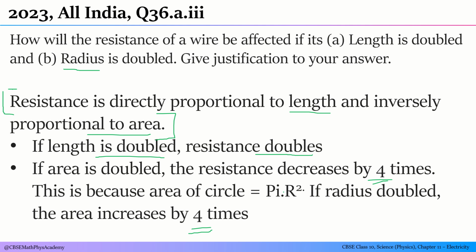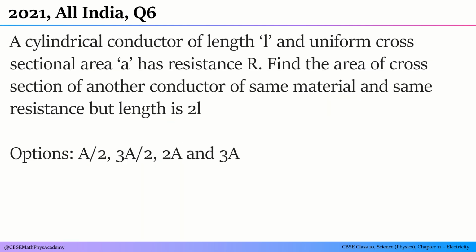R is equal to rho L by A. So whatever area increases by 4 times, due to the inverse relationship, the resistance decreases by 4 times. See, in this video I'm discussing all the related problems around this change of length, change of area problems which affect the resistance. So in the next video we will discuss the other patterns. This video will focus only on the same kind of pattern.